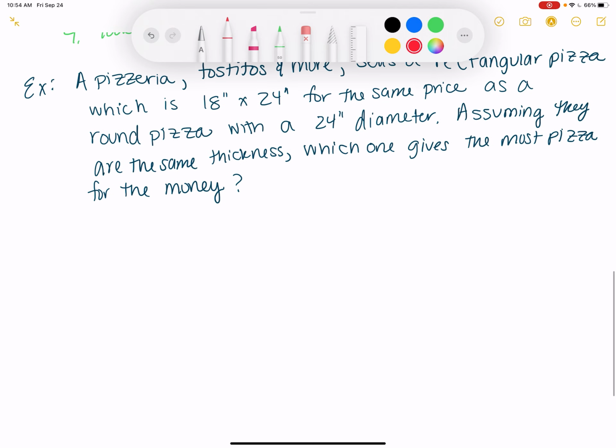All right, so our rectangular pizza, the area of a rectangle, hopefully you know this, is length times width. So in this case, it's going to be 18 by 24. And that's going to be equal to 432 inches squared.